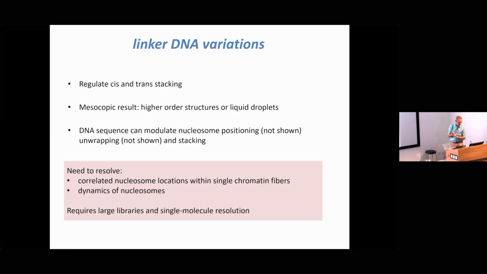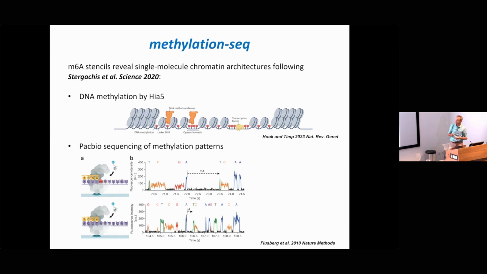But what does it look like in vivo? So for that, we ventured into another single molecule technique, namely methylation-seq, so nucleosome footprinting. Where do these nucleosomes end up as a function of sequence? We worked on that using DNA methylation by the Hia5 enzyme that methylates A nucleotides. And that's cool because A nucleotides are 1/4 of our genome, so we get a very high density of methylation, so very good resolution in its footprinting. And these methylated A's can be detected in PacBio sequencing.